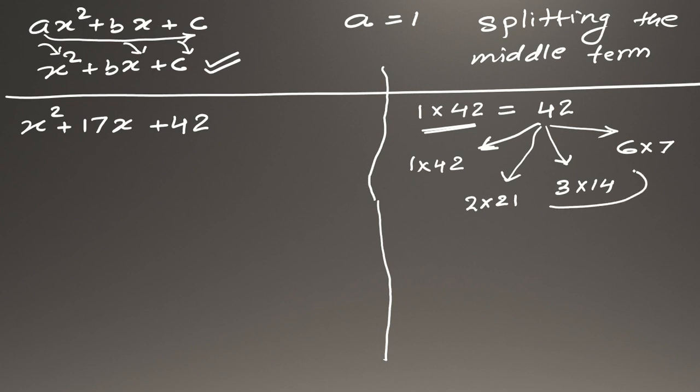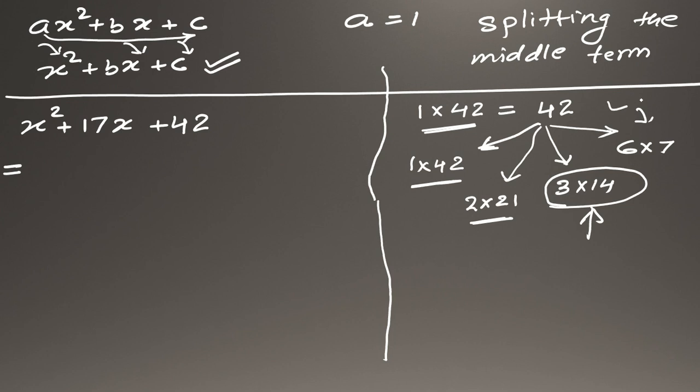So no doubt here we will choose 3 and 14, because if you choose 6 and 7, their addition will be only 13. If you choose 2 and 21, their addition will be 23. If you choose 1 and 42, their addition will be 43. So our problem will not be solved. So we will choose 3 and 14. So what will be the next step here?